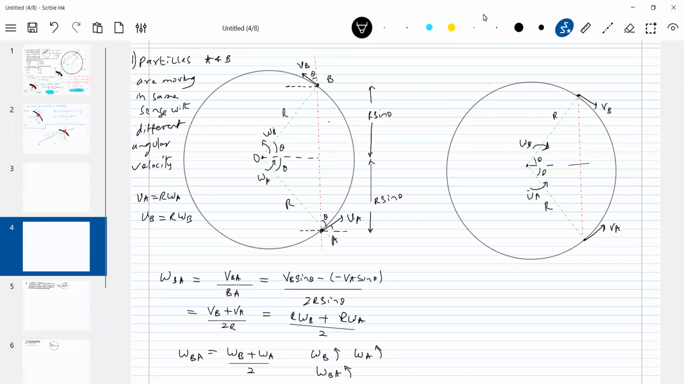Look at the arrow for angular velocities. They're in the opposite sense, no? Now what will be the angular velocity of A with respect to B, or angular velocity of B with respect to A? So again, as usual, this will be R sin theta.